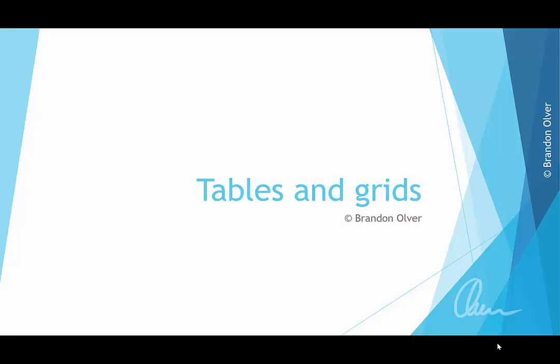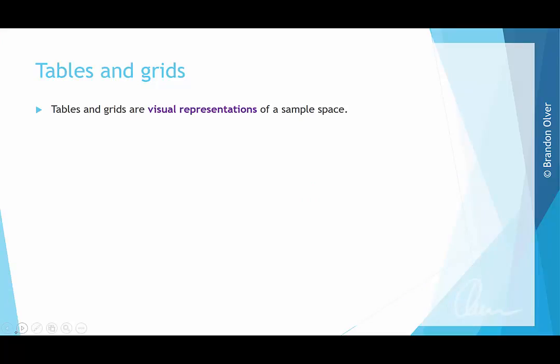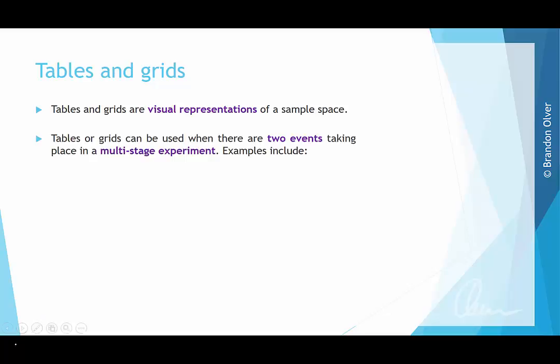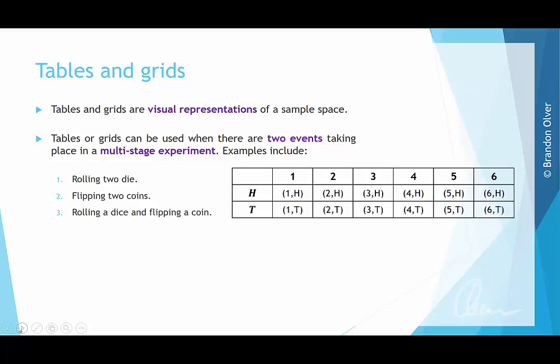In this video, we'll look at tables and grids and their use to represent sample spaces. Tables and grids are visual representations of sample spaces. They can be used when there are two events taking place in a multi-stage experiment. Examples of multi-stage experiments that can be used with tables and grids include rolling two dice, flipping two coins, or rolling a die and flipping a coin at the same time.